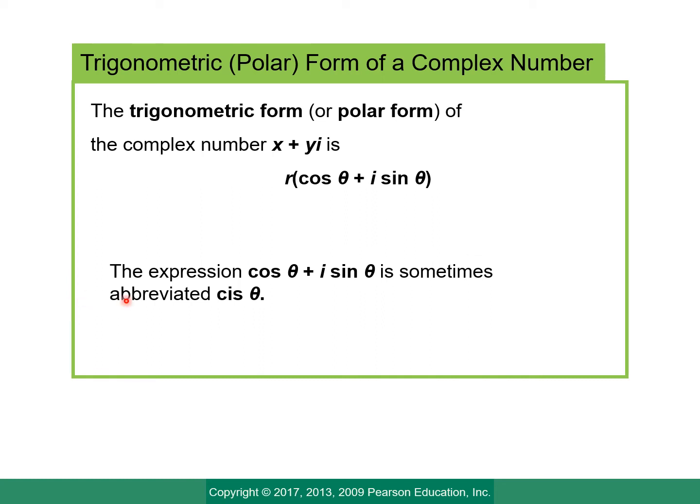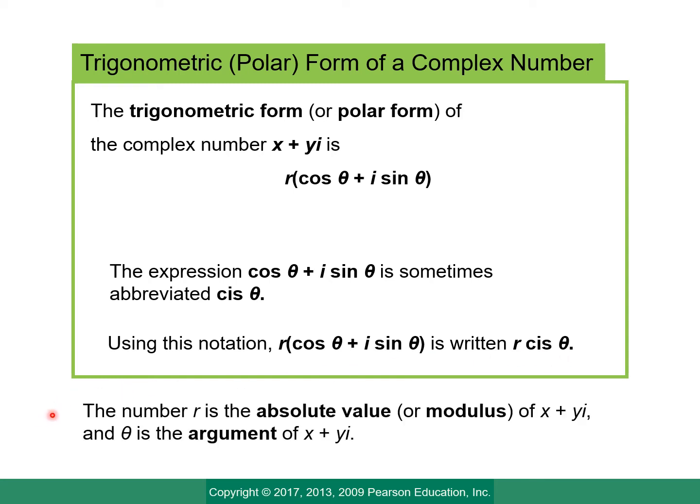And now, just so you're aware, some books, and sometimes when you see this, they're going to abbreviate the expression cosine theta plus i sine theta as cis theta. So just be aware, it's the exact same thing. Cosine theta plus i sine theta is the same thing as cis theta. It's just a condensed way of writing it. So if you don't want to write this whole cosine theta plus i sine theta over and over again, you can shorten the way you write it. So then using this notation, r times cosine theta plus i sine theta can just be shortened as r cis theta.